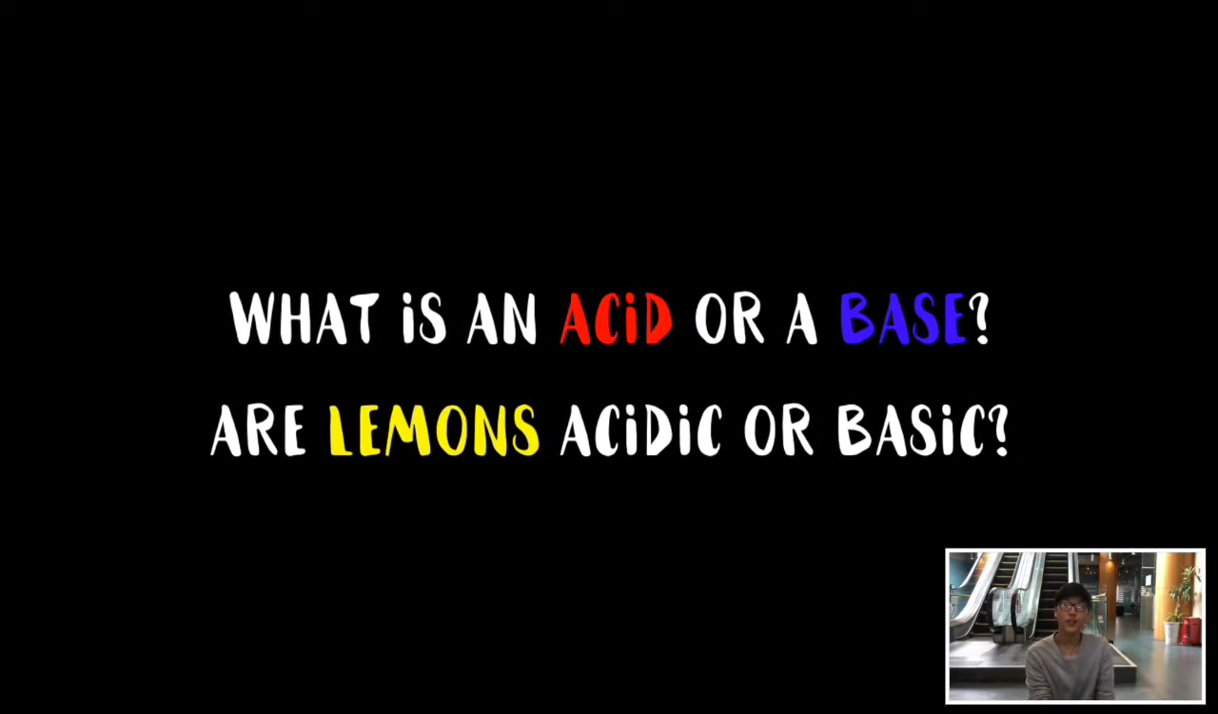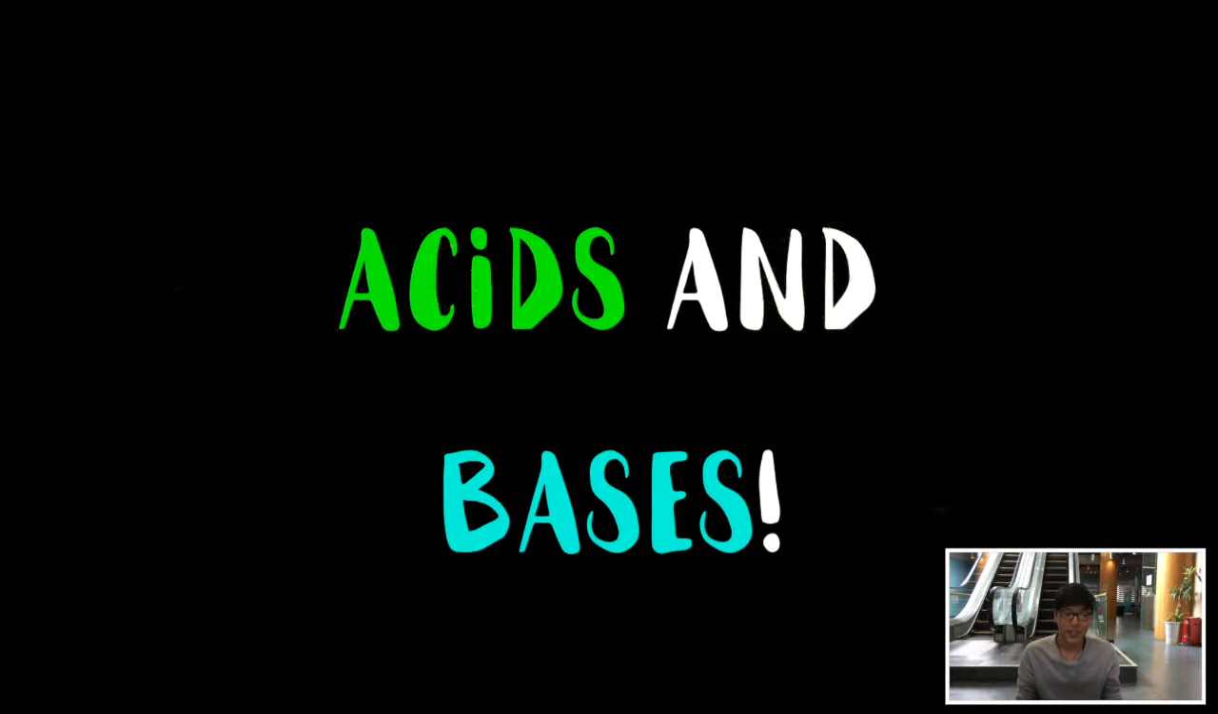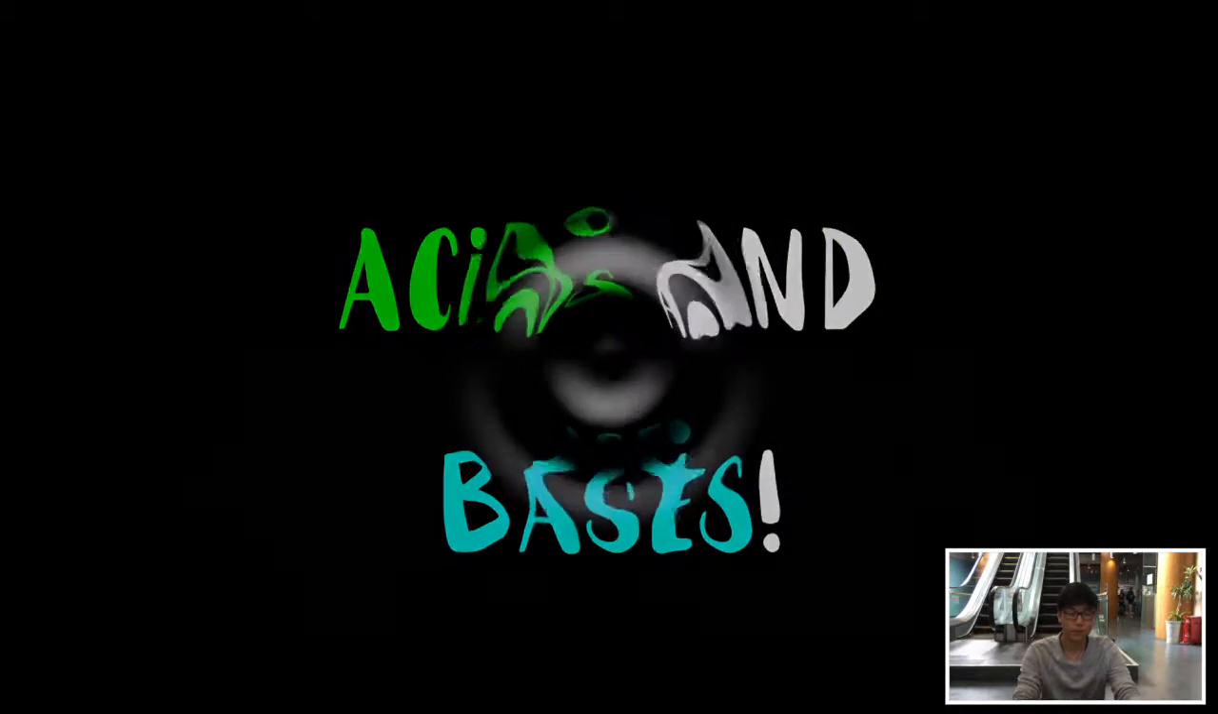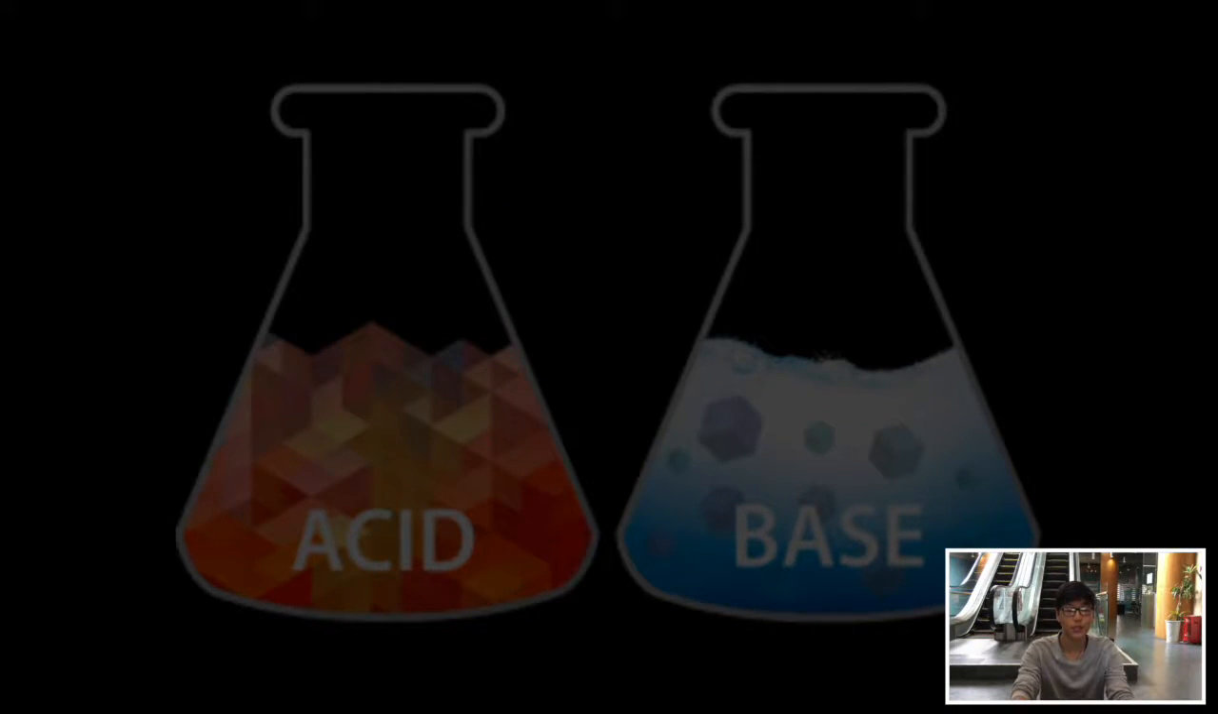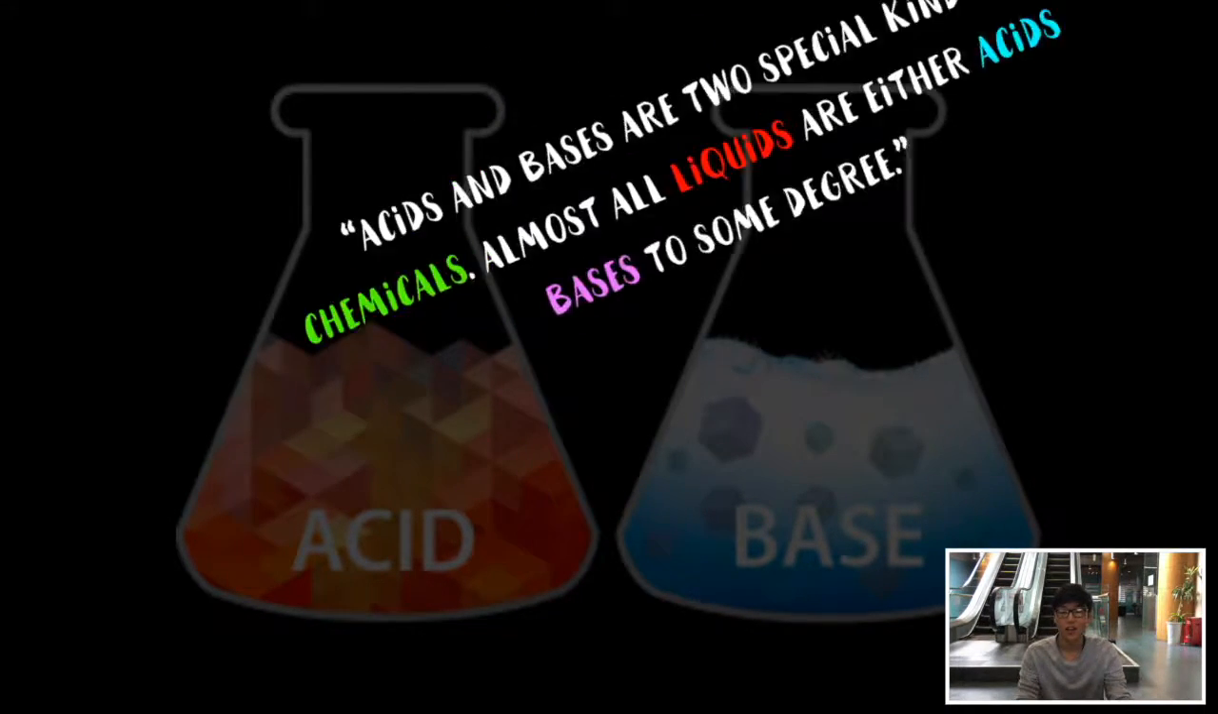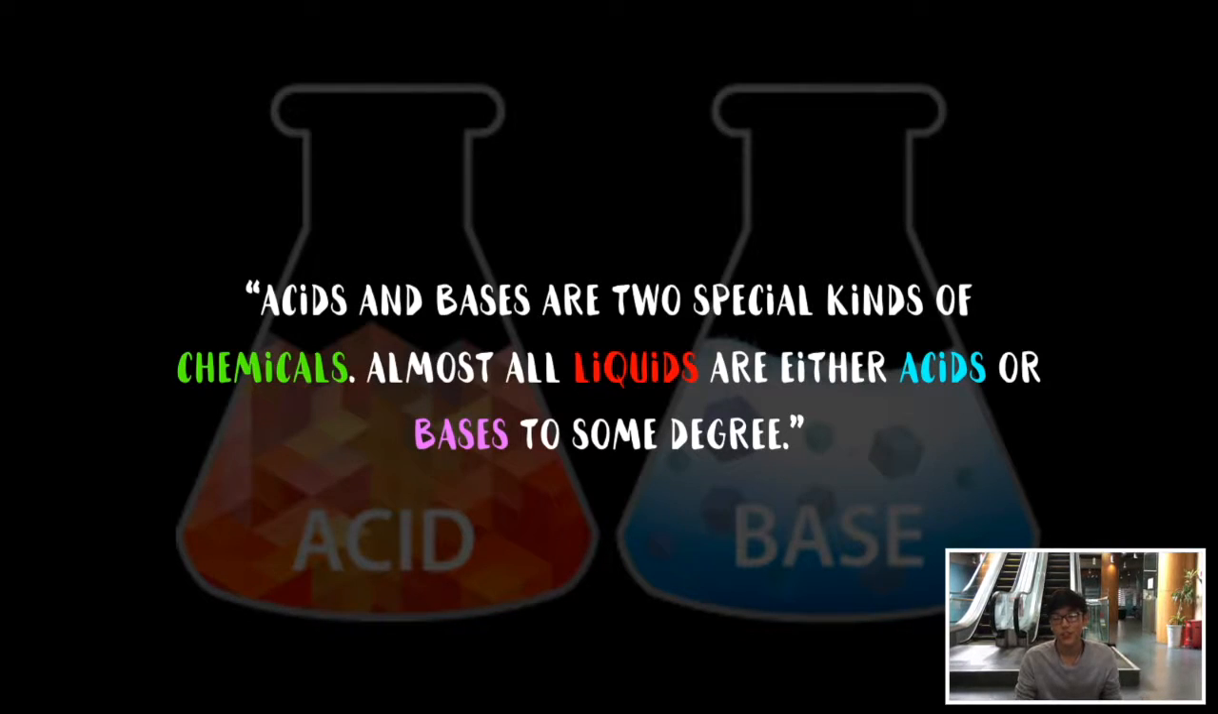Today we got a question about what is an acid or a base, and another question about are lemons acidic or basic. So basically today's topic is going to be about acids and bases. Almost all liquids can be considered acids or bases. Acids and bases are two special kinds of chemicals. Almost all liquids are either acids or bases to some degree.